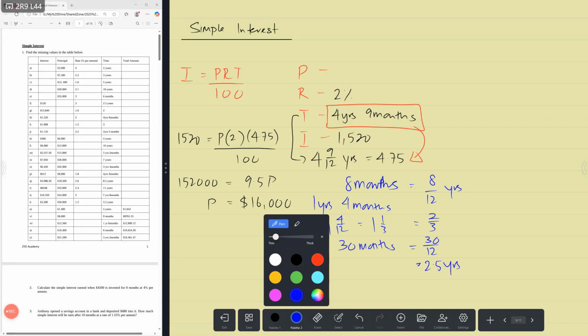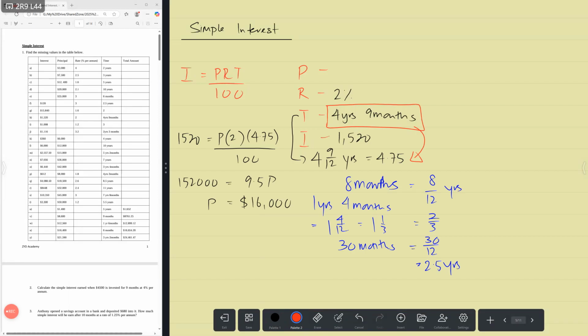So inside your head, what you need to take away is that to convert everything to years, you need to divide by 12, because 1 year equals 12 months. So for all these examples you need to divide by 12. I think this is where I'm going to stop for simple interest worked examples.